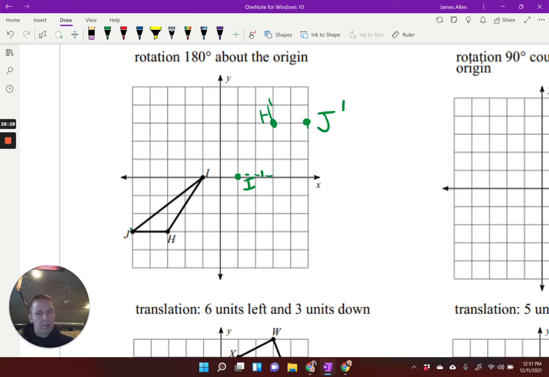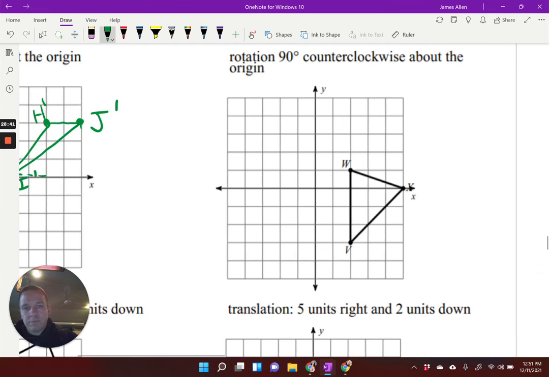Okay. So let's see if this looks right. You know, it's always good to be like, hey, man, does that even look normal? Does it look distorted? Like, what's going on? That definitely looks like it's been rotated that 180 degrees. I like it. That's perfect. That's fantastic. Let's do a different one.